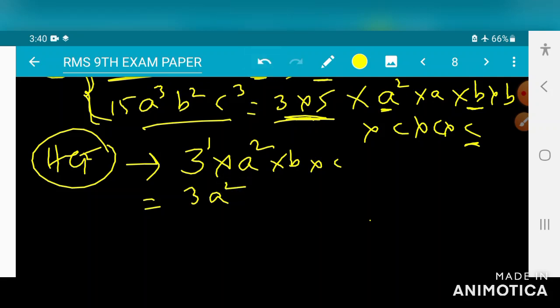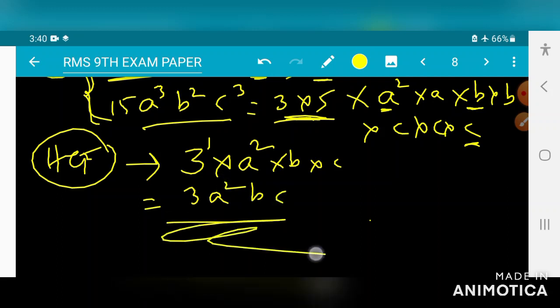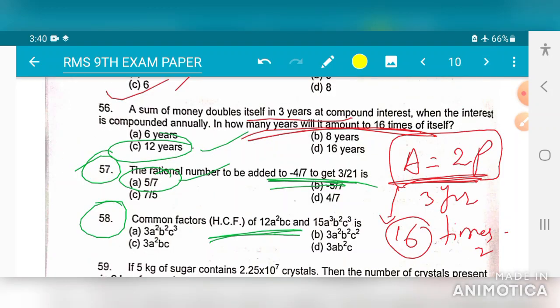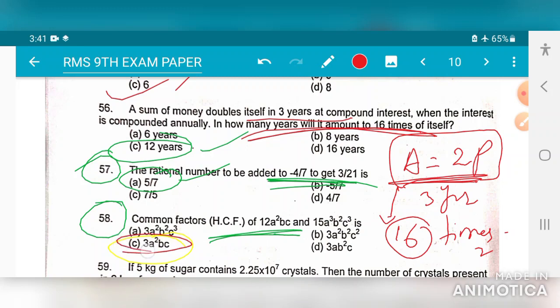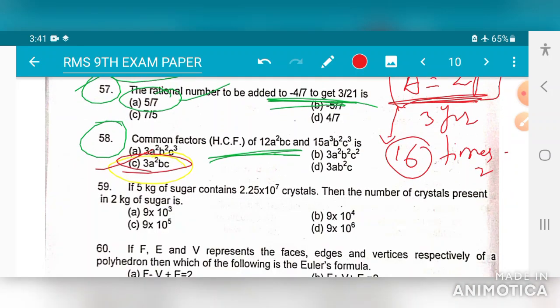3a square b into c. Okay, this is the required answer. HCF is 3a square bc. 3a square bc is in which option? 3a square bc is in the c option. In the c option. Okay, this is the answer.